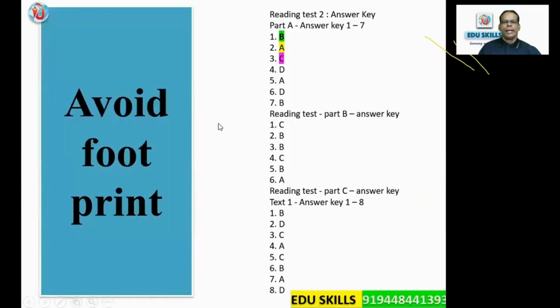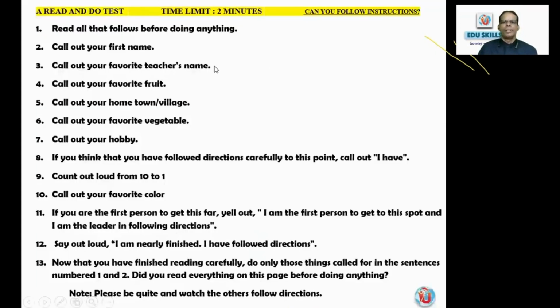For example, here, avoid footprints. Can you just see? This is the reading test answer key. I told you avoid footprints means after B, usually B doesn't appear. After A, C, D, A, D, B, C. But here there is a B and B. Rarely that happens. Otherwise you can see CBA, BDC, and ACB, AD. This is one of the answer keys that I have taken from our reading passage. Reading or listening, normally the same answers will not be repeated immediately. But exceptions are there, very rare.